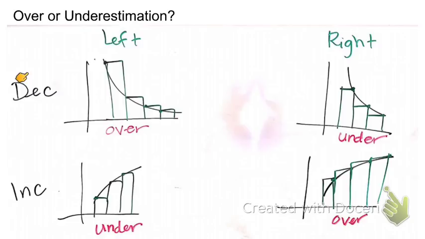So these first two are examples of decreasing functions. Notice that if my function is decreasing, if it's going down, and I take my rectangles from the left, they're going to be on top of the function. That's an over approximation.